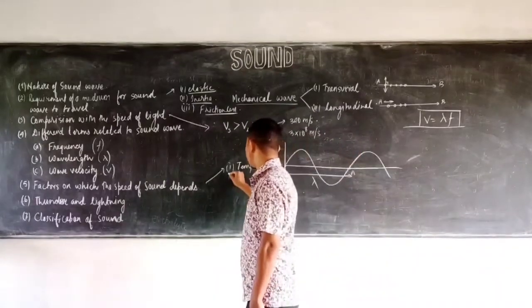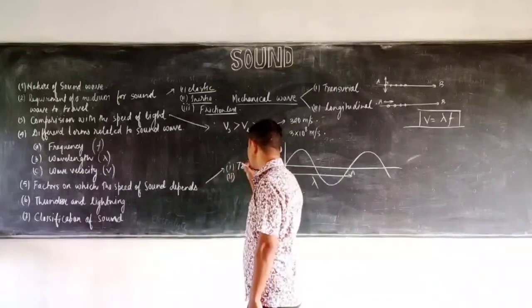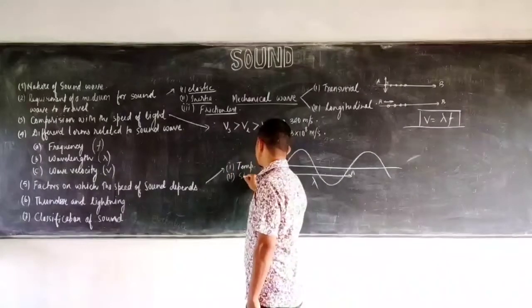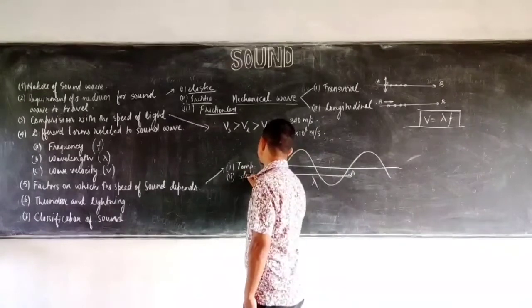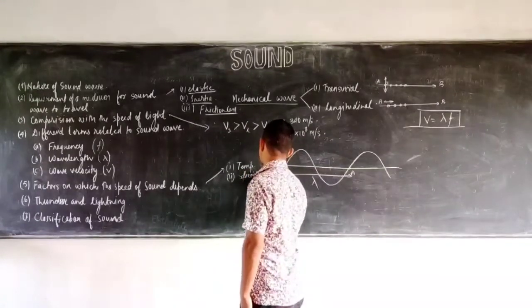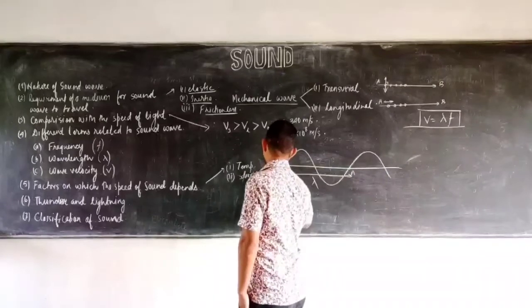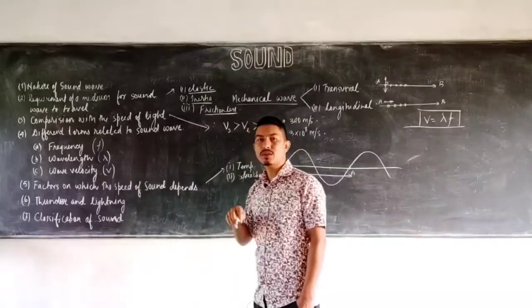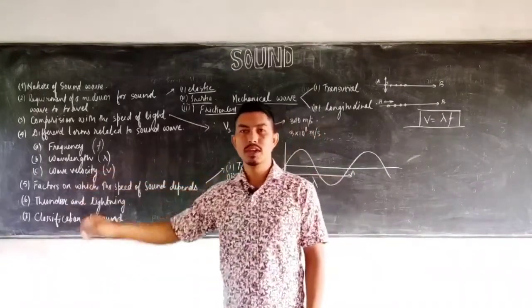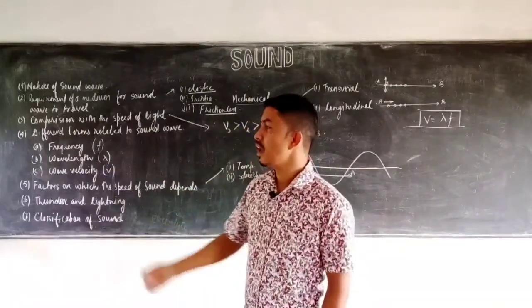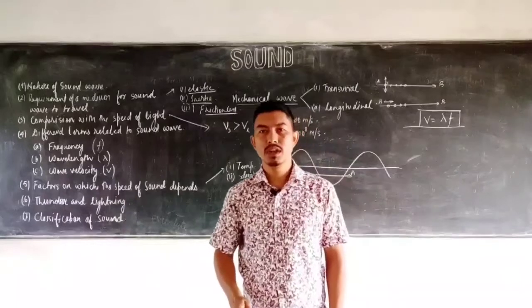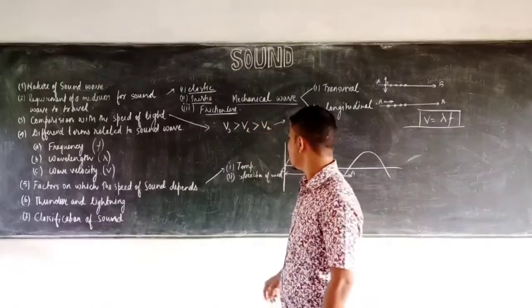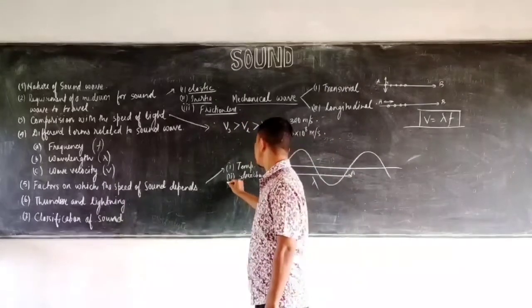The second factor on which the speed of the sound depends is the direction of the wind. If the sound travels in the direction of the wind, then the speed of the sound increases, and if the sound wave travels against the direction of the wind, the speed of the sound usually decreases. The third factor is humidity.